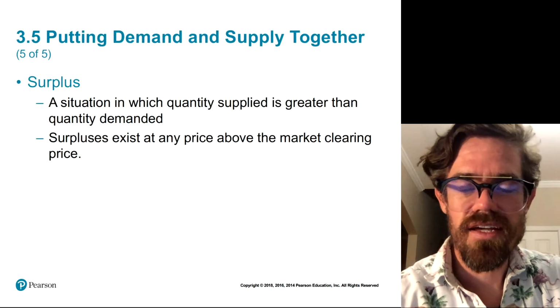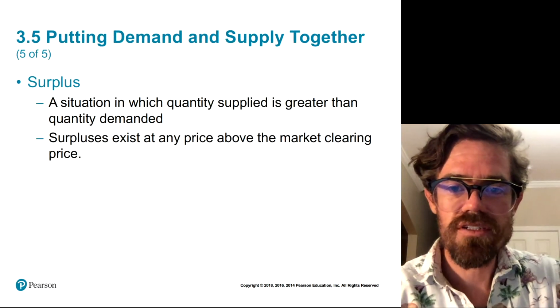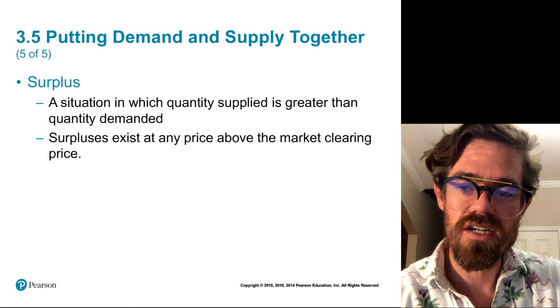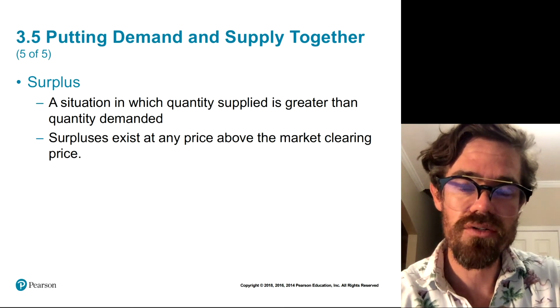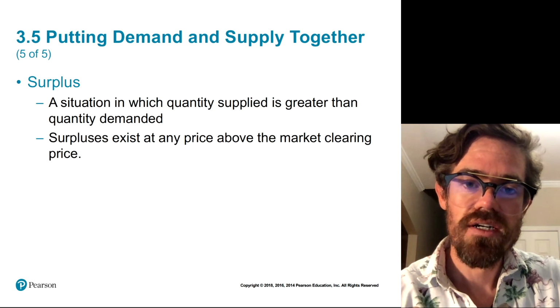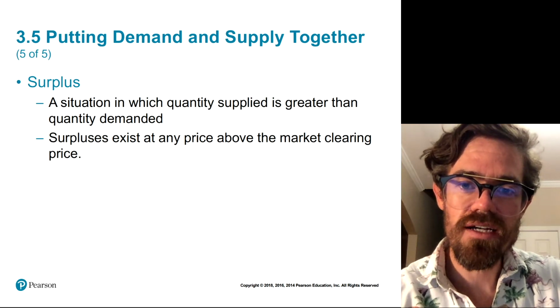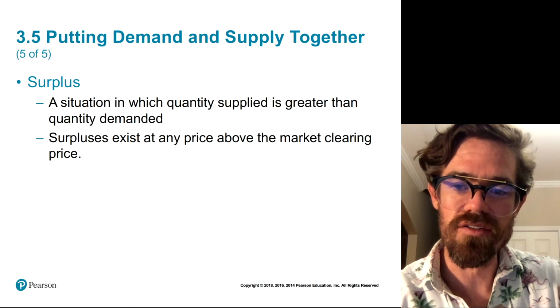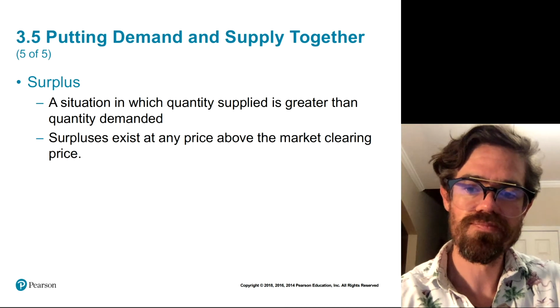All right, and then the opposite of that that I already mentioned is a surplus. Now, this is any time that the price is above equilibrium. This is when the price is too high, not too low, like with shortage. And it's when the quantity supplied is greater than the quantity demanded. So this happens, again, anytime that the price is above the market clearing or equilibrium price.